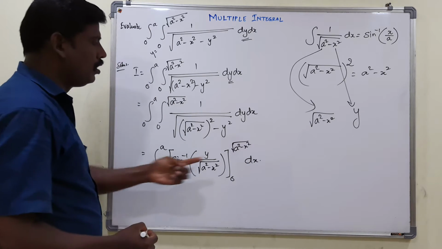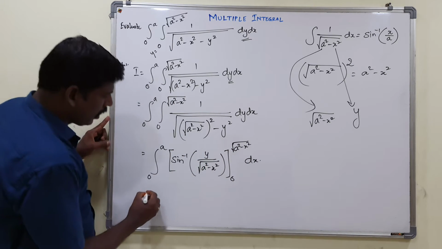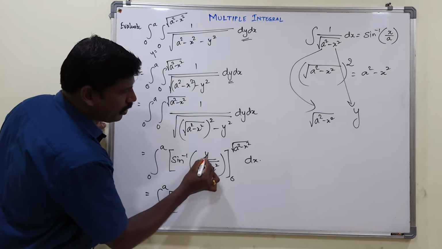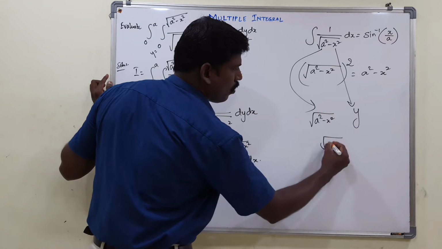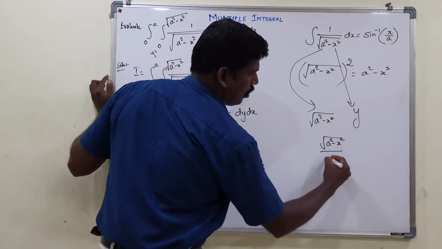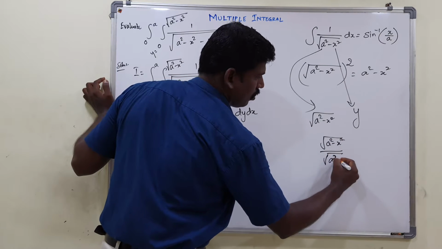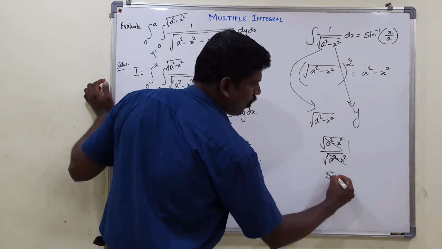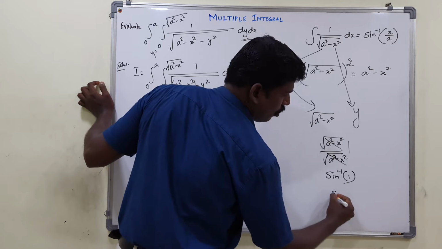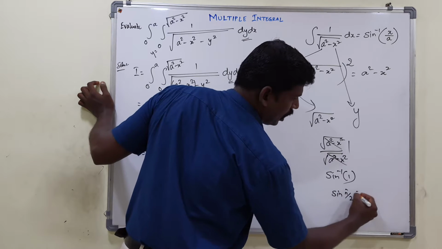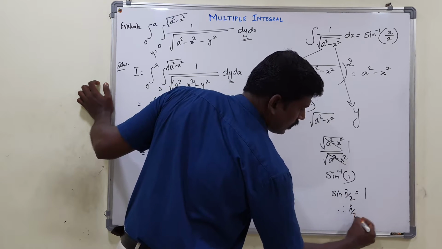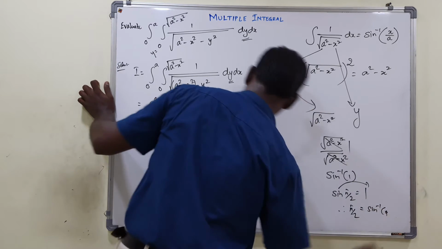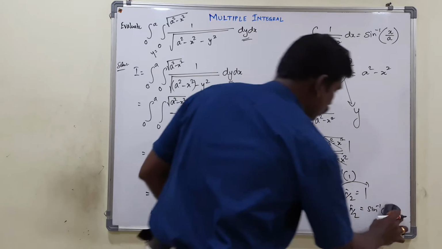Now I am going to substitute the limit for y. So integral 0 to a, now substitute this limit for y: root of a square minus x square by root of a square minus x square. Both will be cancelled. The answer is 1, so sine inverse 1. What is sine inverse 1? Already I told you sine 90 equal to 1. Therefore, taking the sine to the right hand side, 90 equals sine inverse 1. So sine inverse 1 is 90 degrees.